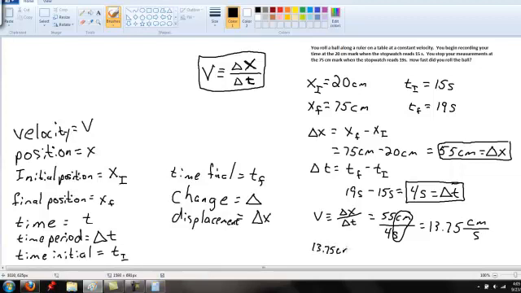13.75 centimeters per second. We want to change this to meters per second. 100 centimeters is in 1 meter. The centimeters cancel. We have meters per second. That's going to be our unit, meters per second. 13.75 divided by 100. You can do it in your calculator, but it is 0.1375 meters per second. This is how all of the velocity problems are solved. This was the first basic example.